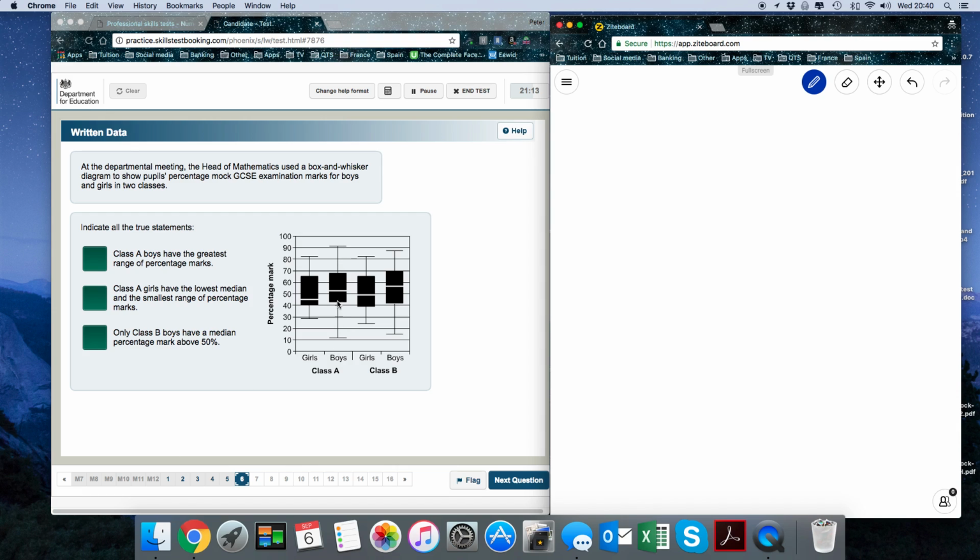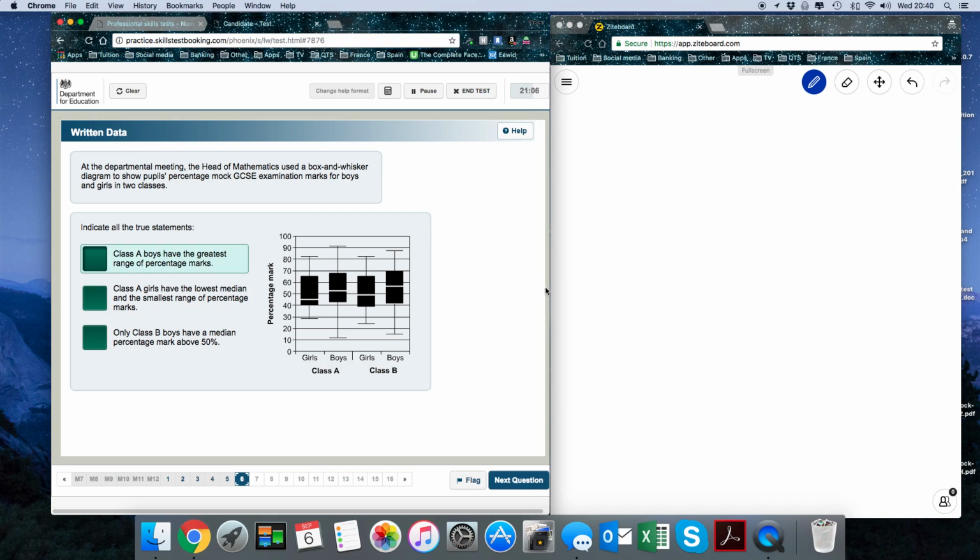If you look at Class A boys, this whole box plot is the longest. Okay, we don't need to do any numbers, it's absolutely true. Most of these, see, this is why box plots are good. You can visually look at stuff and compare them without doing any numbers.